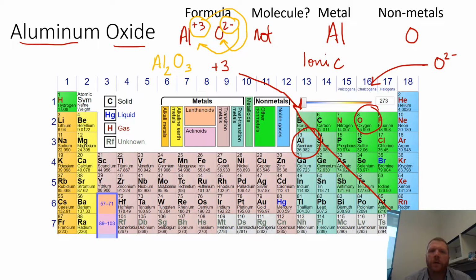Think about it as there are 2 aluminum, and they are each bringing a +3 charge. So 2 times +3 equals +6. We want to have this be a charge-free compound, so then we have 3 oxygens that each have a -2 charge. So 3 times -2 equals -6. So with their powers combined, we get an overall charge of 0, which is what we want. So Al2O3.